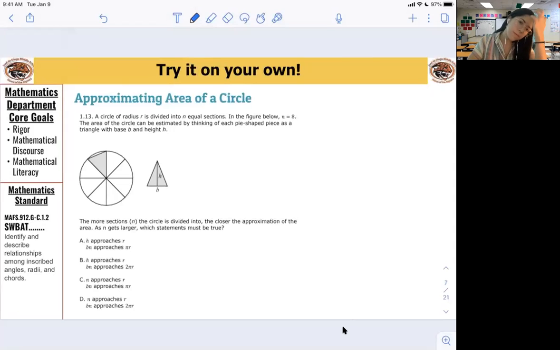Miss, what does H mean? Height. They say it right here, base and height. Oh, I'm so dumb. I'm sorry. It's okay.